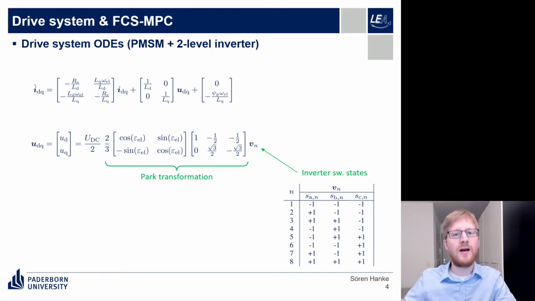Shown on these slides are the ODEs for a drive system consisting of a PMSM in combination with a two-level inverter. We have the motor currents in the DQ reference frame and the DQ voltages, which are defined by the DC link voltage, and the 8 possible switching states or elementary voltage vectors of the two-level inverter. As we have two zero voltage vectors, it is enough to consider only one zero voltage vector in the finite control set model predictive controller.